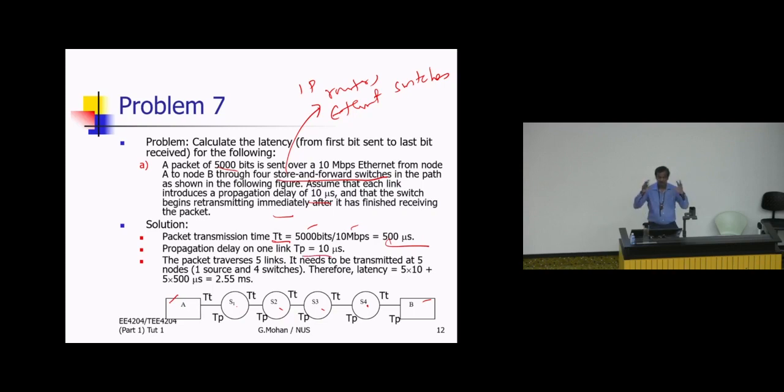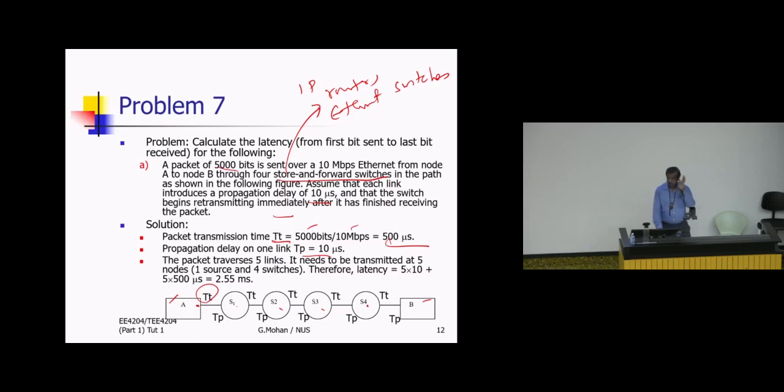Now you just imagine how the entire thing works. You look at the last bit of the packet. I always tell the students, look at the last bit, because when the last bit is received, we say the transfer is complete. If you look at only the first bit, you can end up with the same answer, but after receiving the first bit, you should still add the time to receive the remaining bits. So better you look at the last bit. The last bit is transmitted at host A at time TT.